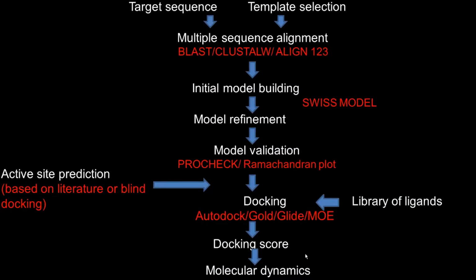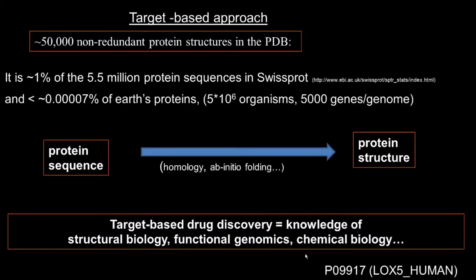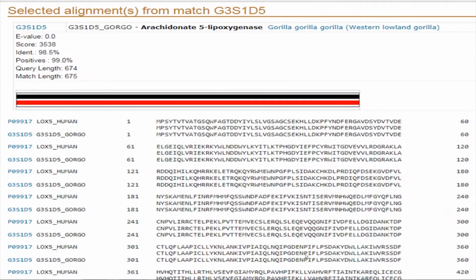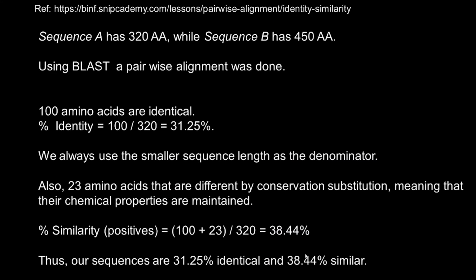Okay, so as I showed you here, what do you do? We have sequence A, say 322 amino acids, and sequence B, 450 amino acids. I just showed you BLAST. It makes a pairwise alignment of both A and B. 100 amino acids are identical, so it is 100 by 320. Generally we always use the smaller sequence length as the denominator, so identity will be 31%.